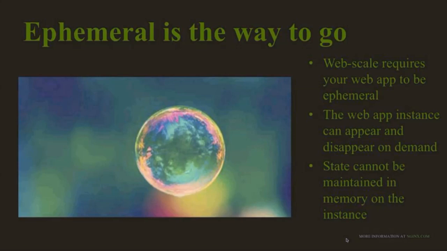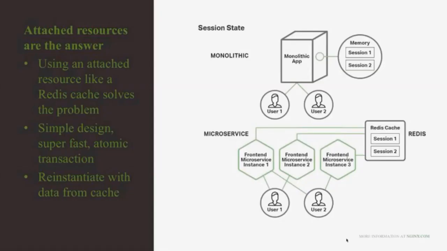They need to be able to appear and disappear on demand, and you can't keep state in those scenarios, because if you do and your user information is stored in an instance that disappears, then their data is gone forever, and that's a problem. The way that we have solved this is through attached resources.